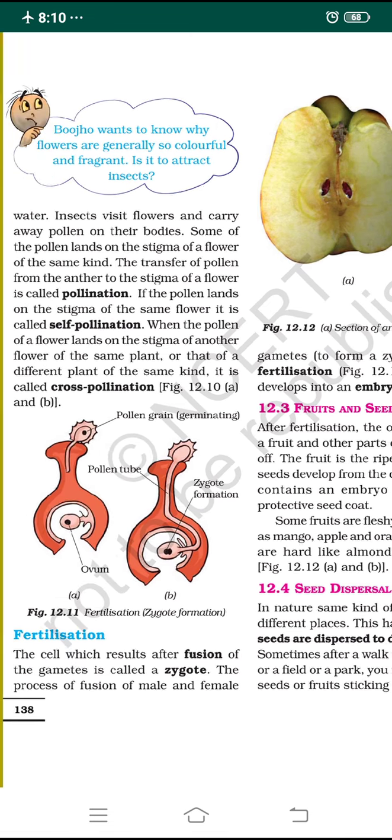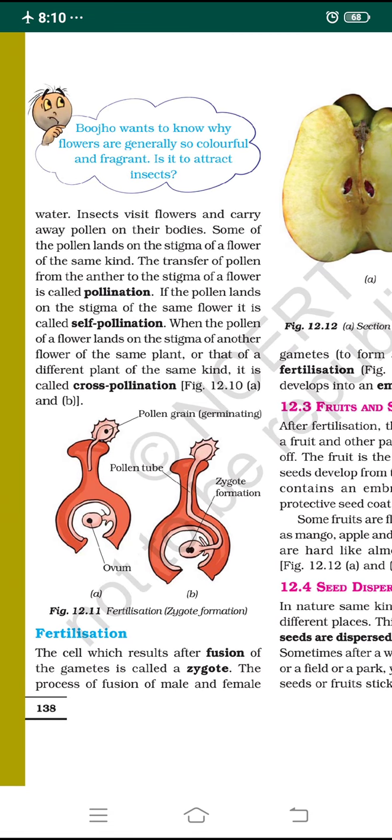So dear students, I hope you have understood. What is pollination, what are the types of pollination, and what is fertilization? These two are very, very important concepts in plant reproduction. So dear students, write down the notes, the points in this part of the lesson, and also draw the diagrams well, so that it will help you for examination purposes and for further studies.